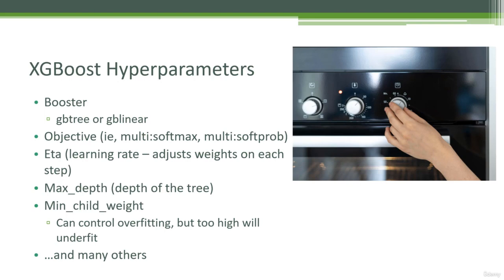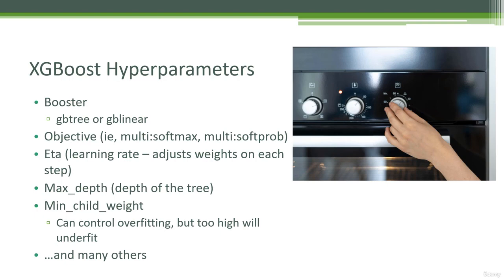So eta is probably the primary parameter, the biggest knob that you have in XGBoost, if you will. You can think of that as the learning rate. So it's going to adjust the weights on each step of training. The default value of that is going to be 0.3, and often you'll find that in practice, lowering that a little bit, to 0.2 or even lower will often produce better results. So that's the main thing you want to start tinkering with once you're trying to tune the performance of your XGBoost model.